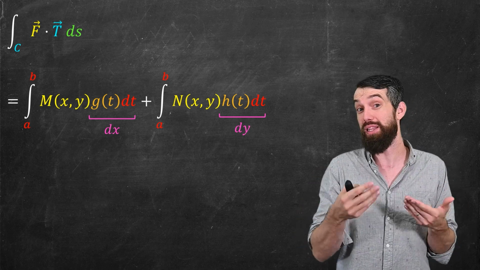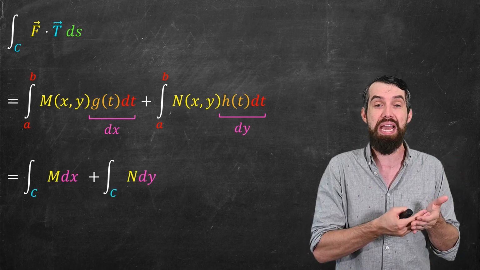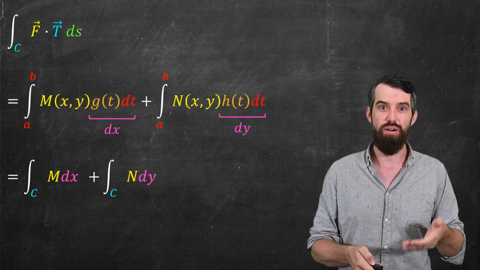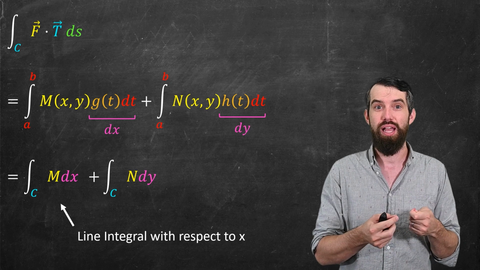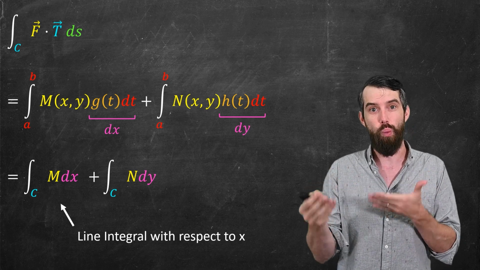But it's helpful to come up with a little bit of notation. So I'm just going to shorthand it and call this the integral of m dx and the integral of n dy, just to have a nice shorthand view of it. Here, the left one is going to be the line integral of the field with respect to x, and the right-hand one, the same thing, but with respect to y.